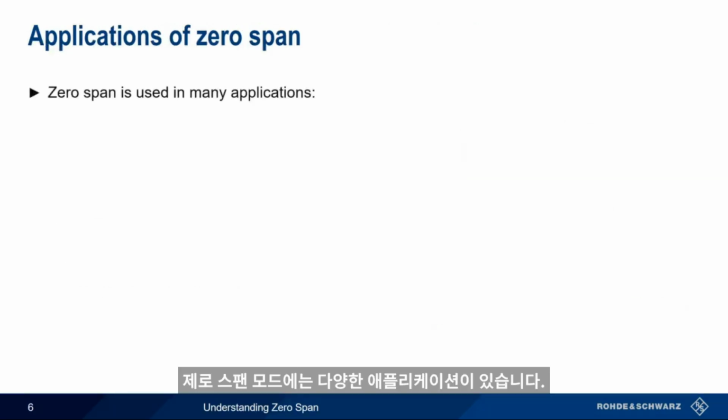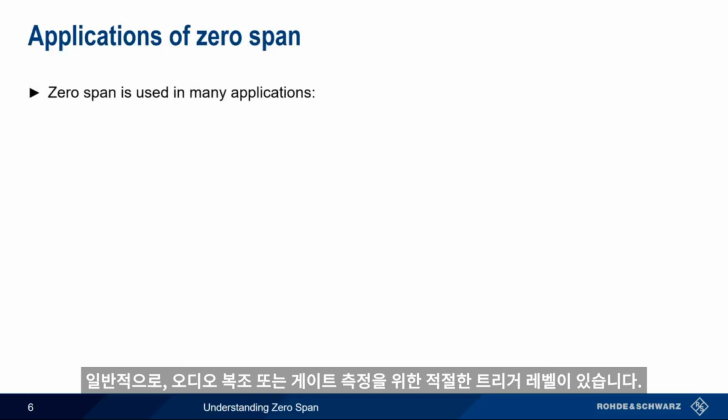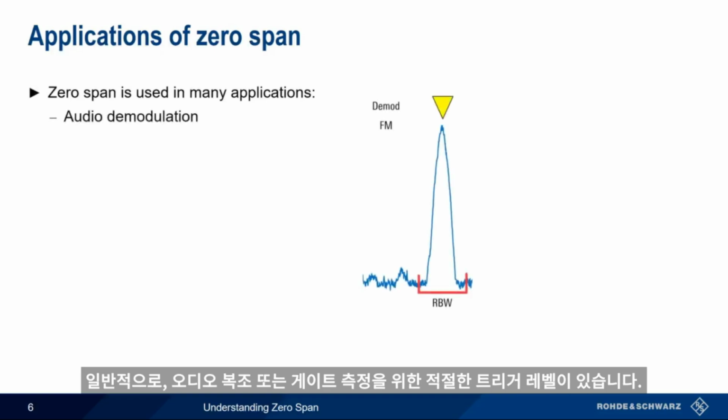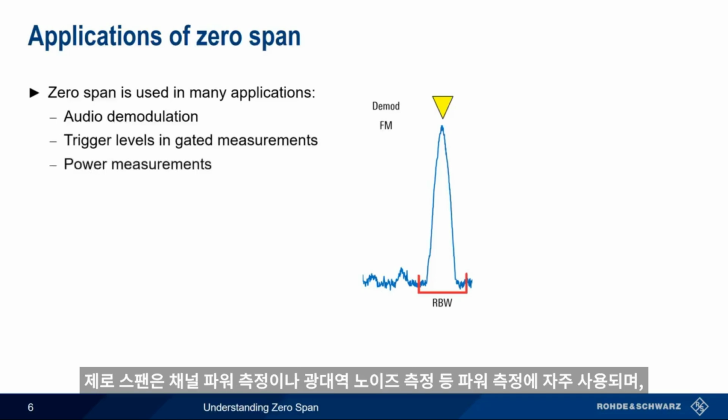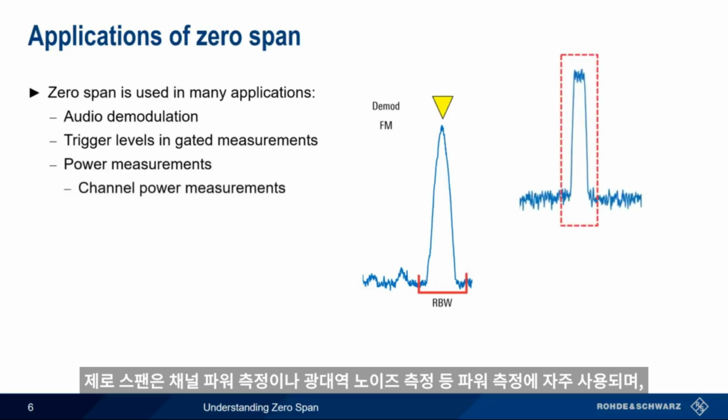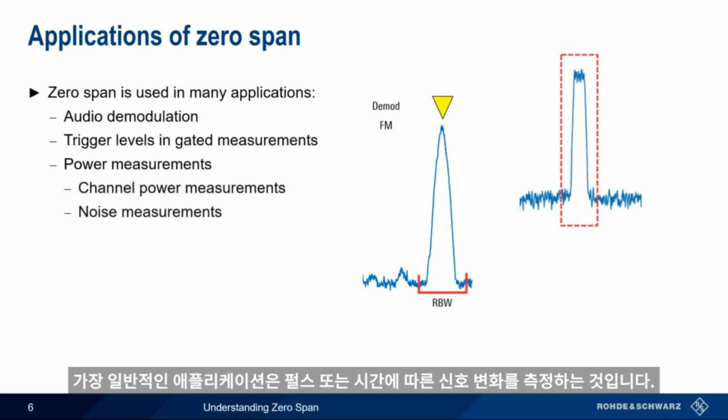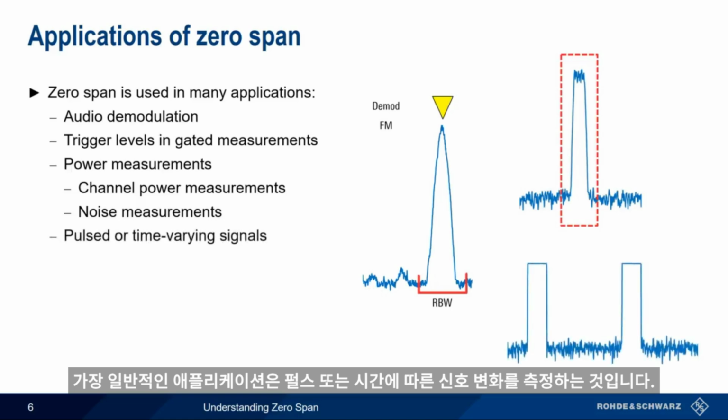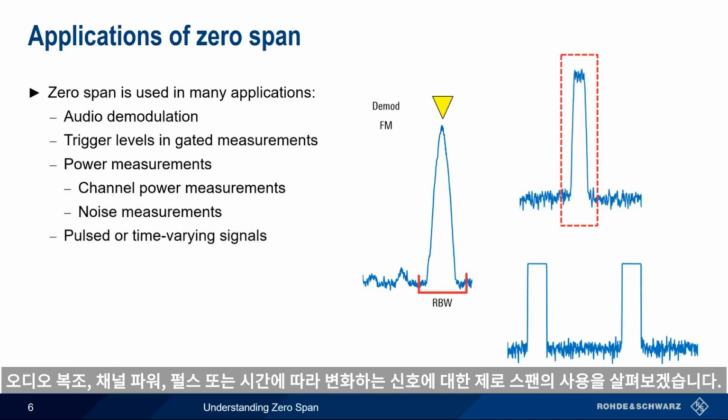There are many different applications for zero span mode. Some of the more mundane uses are for audio demodulation, or deciding the proper trigger level for a gated measurement. Zero span is frequently used for measuring power, such as when making channel power measurements, or measurements of wideband noise. And probably the most common application of zero span mode is measuring the envelope of pulsed or other time-varying signals. Let's take a look at the use of zero span for audio demodulation, channel power, and pulsed or time-varying signals.